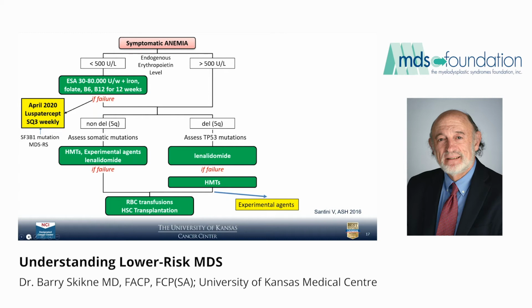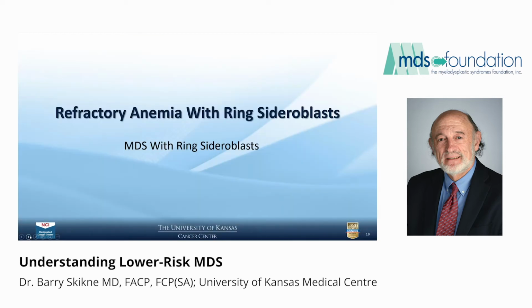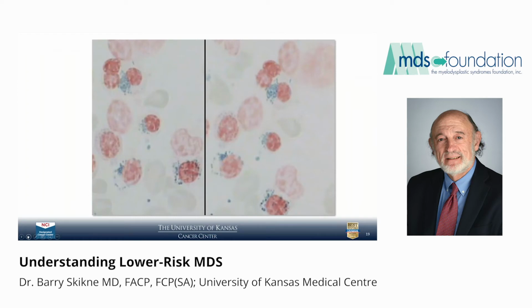So we move on to, well, what about refractory anemia with ring sideroblasts, or MDS with ring sideroblasts, that we spoke about earlier on? This is what they look like on an iron stain on a bone marrow when the pathologist looks at the marrow slides. You see the cells with the dark red nuclei, this red staining. That's the nucleus of the cell. And you see the blue granules around the red nucleus. Those are iron. That's ring sideroblasts.